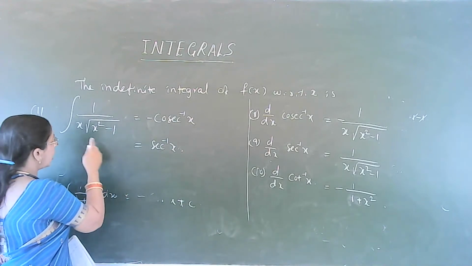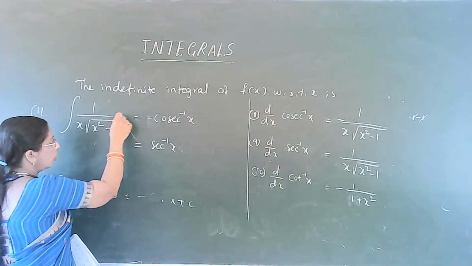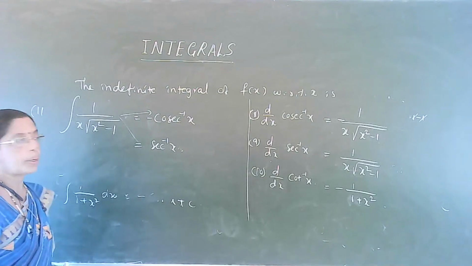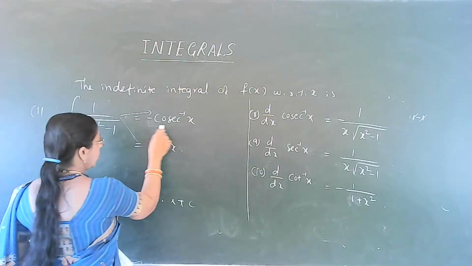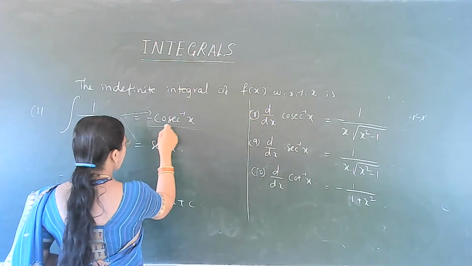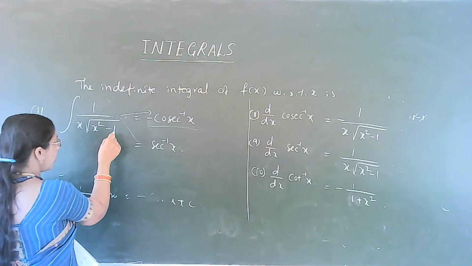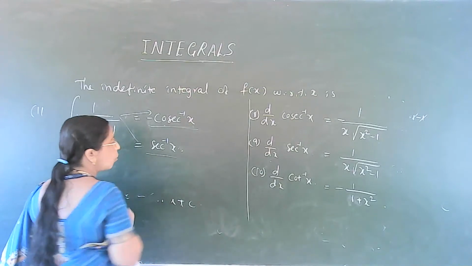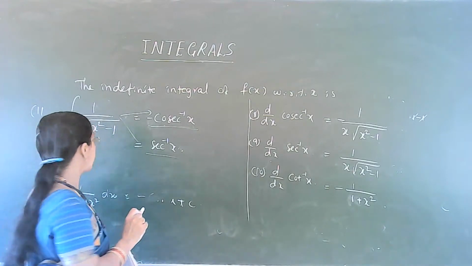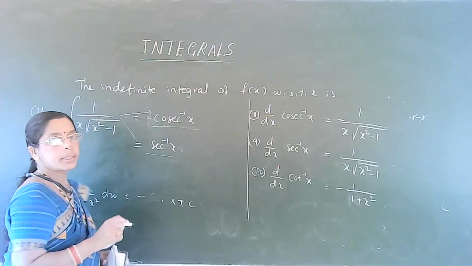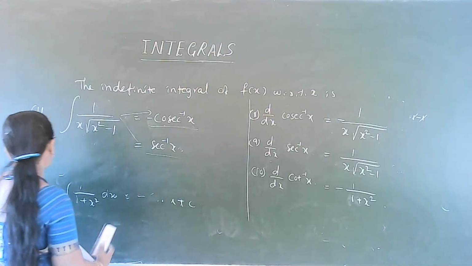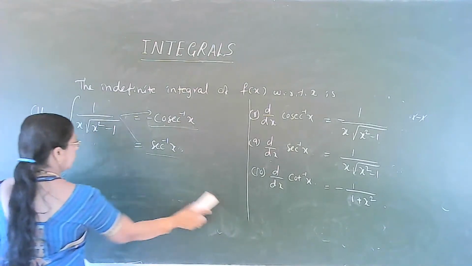You can write two functions for the integral. The derivative of minus cosec inverse x is equal to 1 by x square root of x square minus 1, and the derivative of sec inverse x is also 1 by x into square root of x square minus 1.